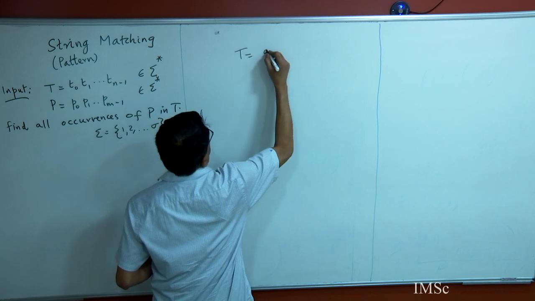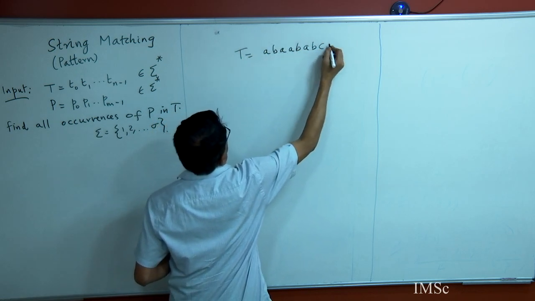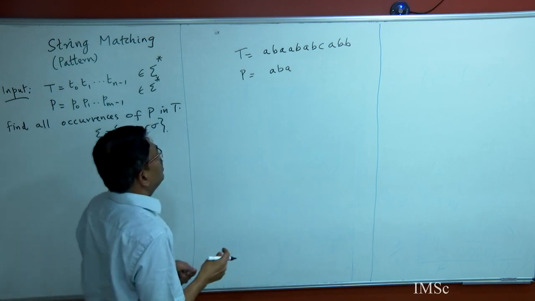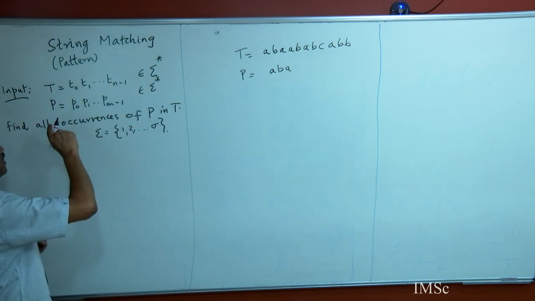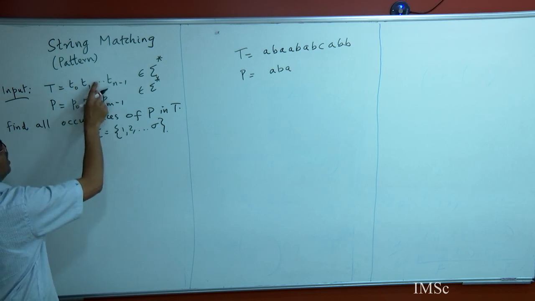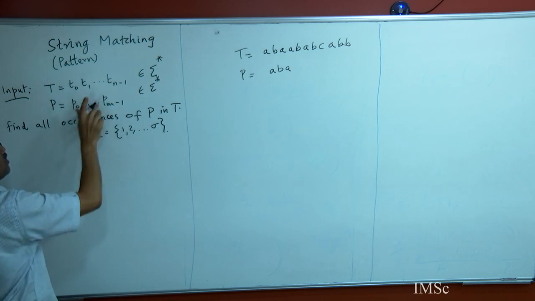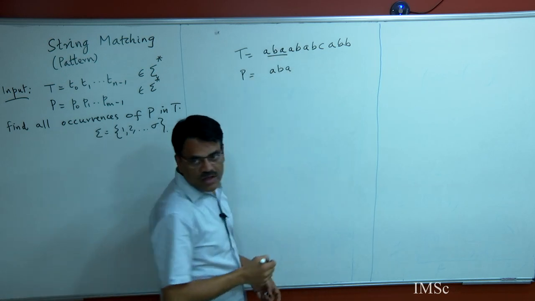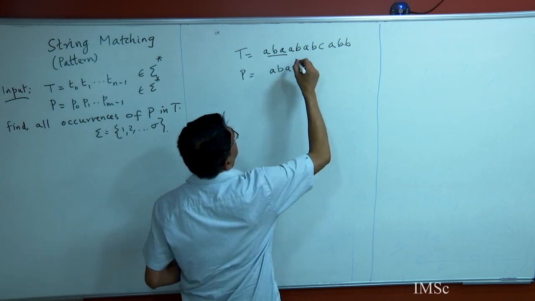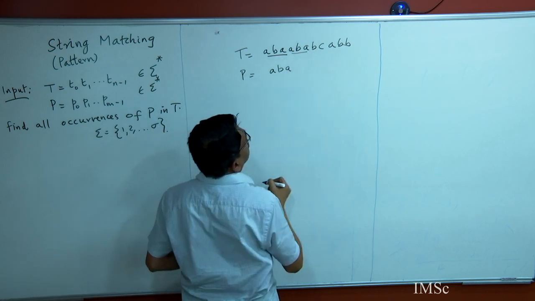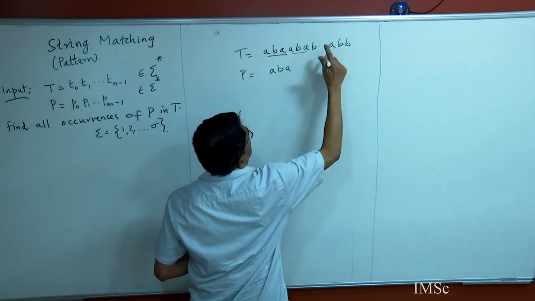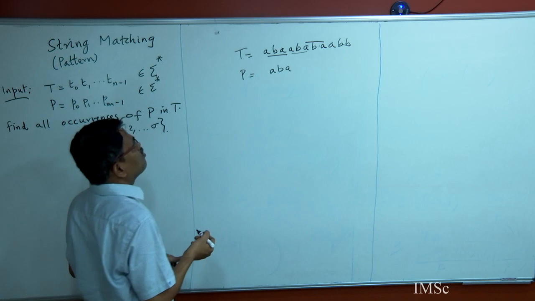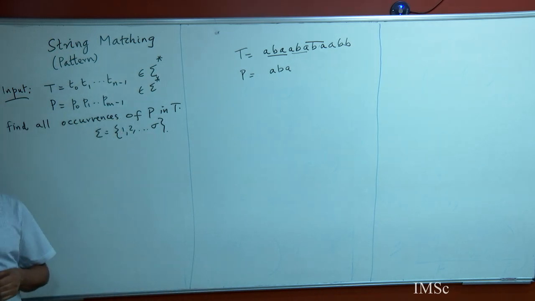For example, if your text is something like this, and if your pattern is ABA, when you say occurrence, it means P0 should match with whatever the starting point of the text is, and next one, there are no gaps. So for example, here ABA is occurring. Here is an occurrence. These are the two occurrences. Suppose I also change this, and this is another occurrence. Those are the three occurrences of the pattern in the text. Okay, so this is the problem.